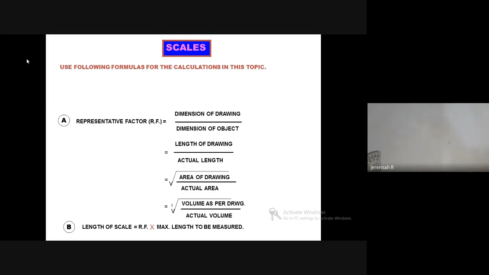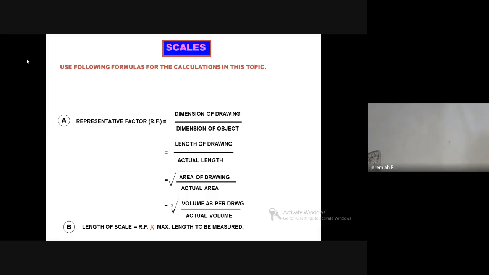If the maximum length is not given directly, sometimes the problem says to mark a distance of 3.4 meter. That means the next round value is 4 meter, so you have to take the maximum length as 4 meter. Sometimes the problem gives the maximum distance to be marked on the scale as 3.4 meter. What is the next round value? You have to take 4 meter as the maximum length to be measured.